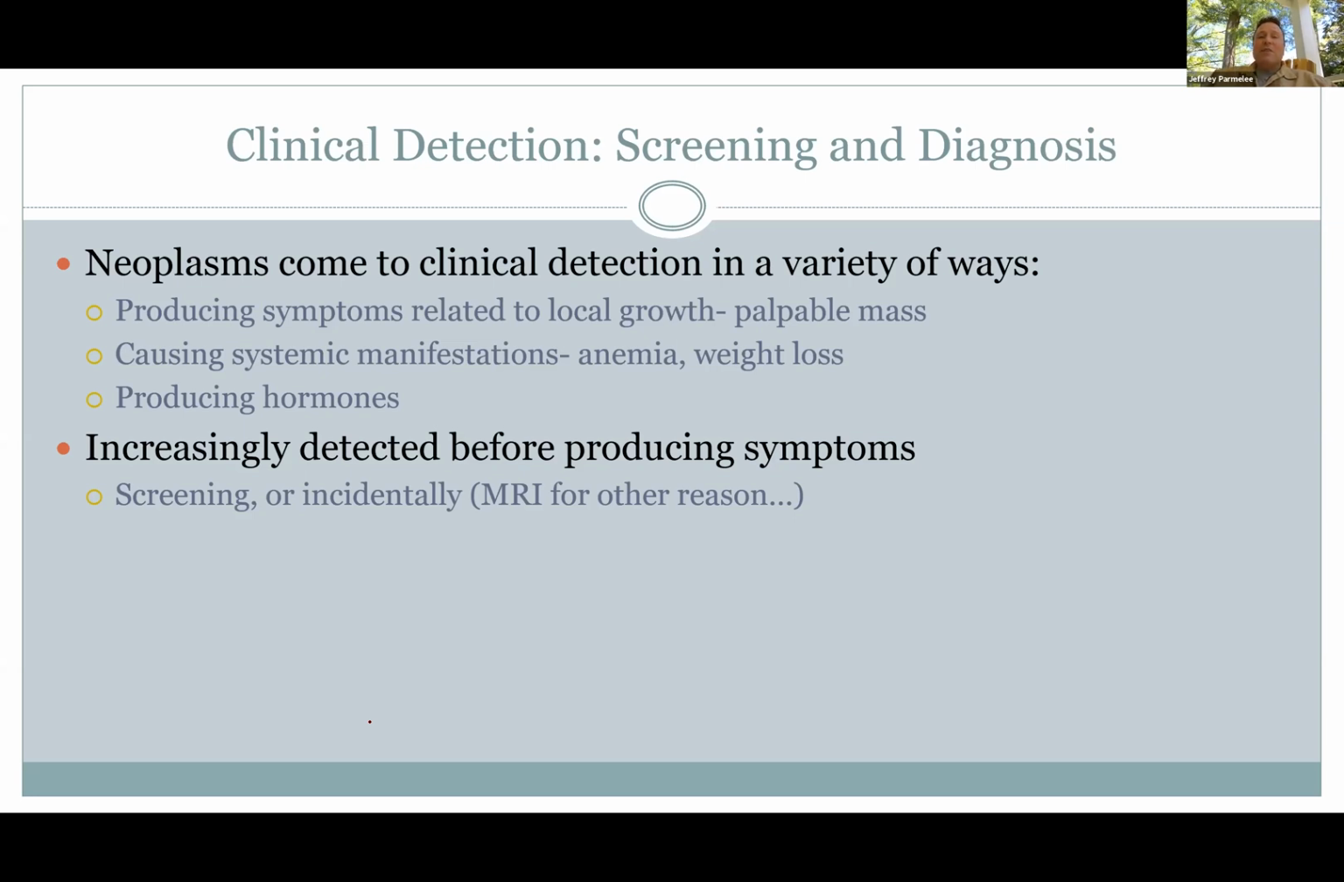It could be systemic manifestations, where you're losing weight, you're anemic, and they find, oh, okay, you have leukemia or something like that. Or it could be weird hormone production. Some cancers cause weird hormone production, and you see males producing milk or different kinds of hormonal effects.